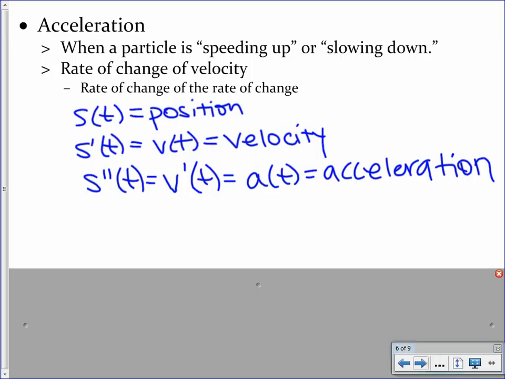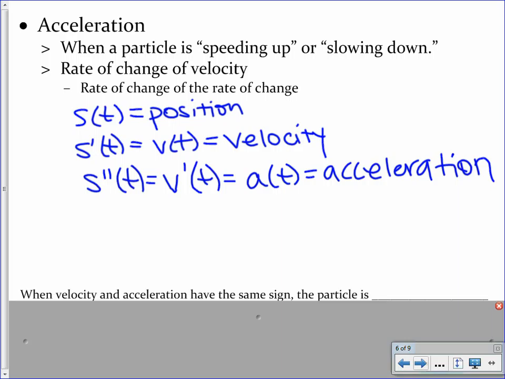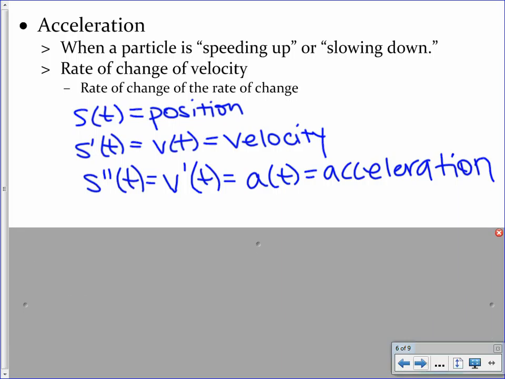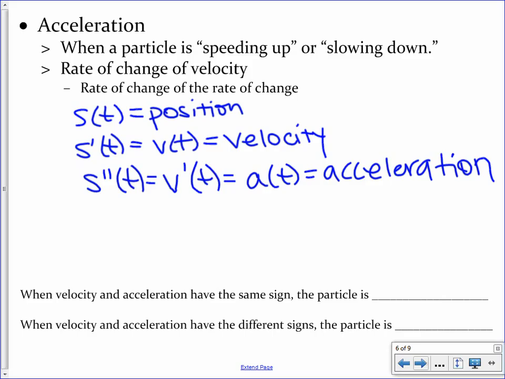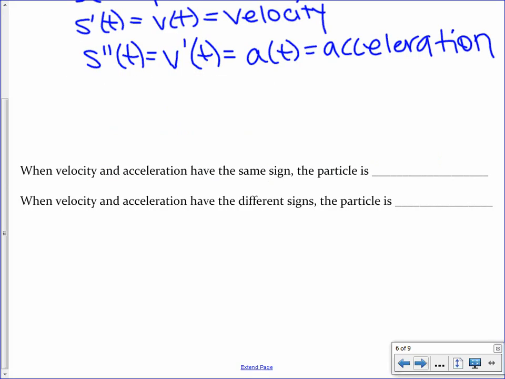Let's define, if we're moving left and right and we're accelerating, when we are actually speeding up and slowing down. Concave up doesn't mean we are speeding up. Concave down doesn't mean we're slowing down. Acceleration is positive, and velocity is positive. So if we are moving to the right and we are accelerating to the right, what does that mean about our speed? We're speeding up.